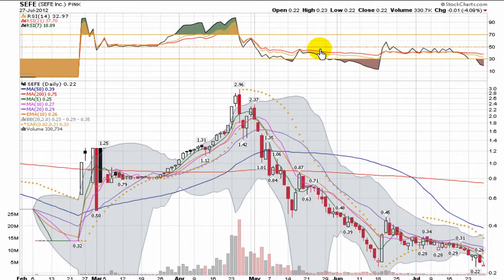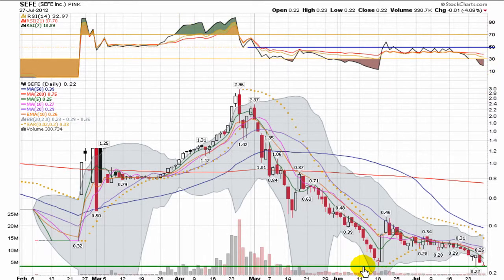RSI, like the stochastic, is a gauge of momentum. The signal of bullishness is the break through 50. Right now it's in oversold territory, which puts it potentially in a pretty nice position for a bounce. That ties in, of course, with the bottom support there at 22 cents, and that would be the level I'd want to see hold. See, it's bounced off of it several times and not breached that mark. So I'd be looking for it this week to take on some pressure.